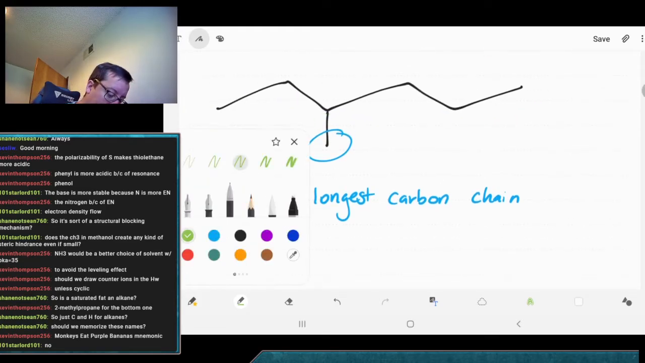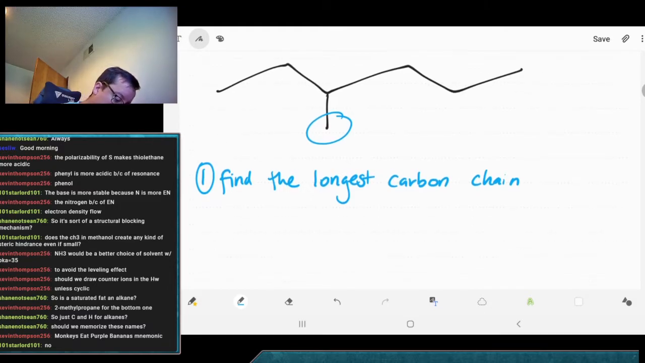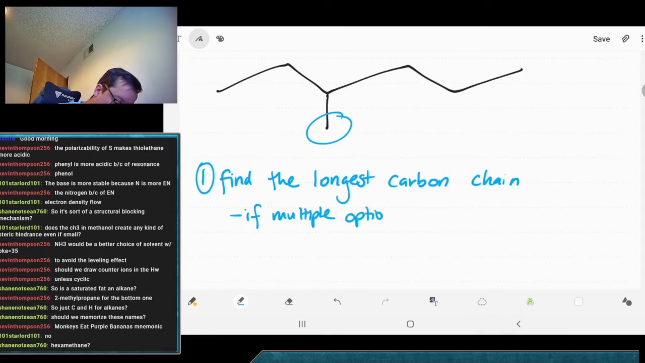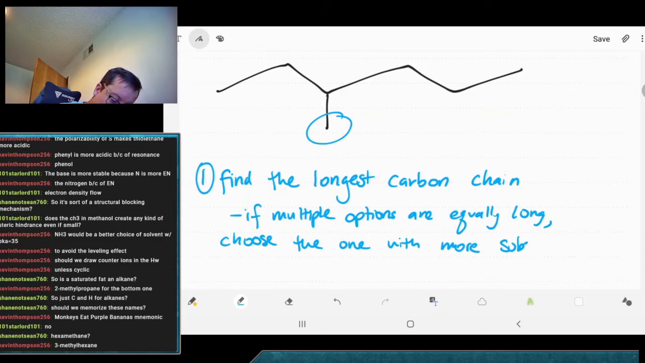If we are in doubt, by the way, I'm going to give you the rule, even though I don't have an example right now for it. We'll talk about it in a little bit. Kind of part 2. If multiple options are equally long, we will choose the one with more substituents. So we'll have an example for that.